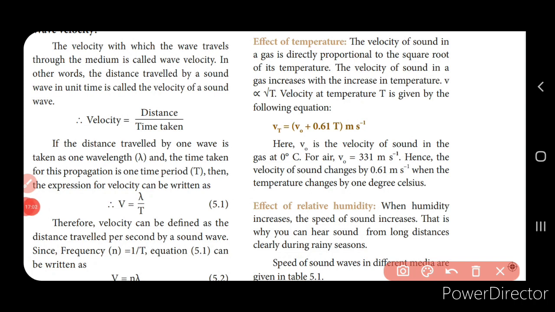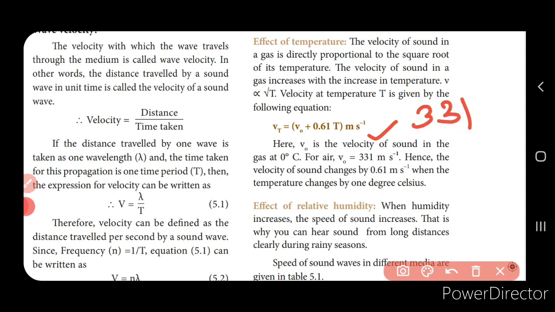With respect to temperature, the velocity of the sound is directly proportional to the square root of its temperature. When the temperature increases, the velocity of the sound increases. Now this is the formula for the velocity at the temperature T. Here V0 is nothing but the velocity of the sound in air at 0 degree C, and V0 will be 331 meter per second, right?